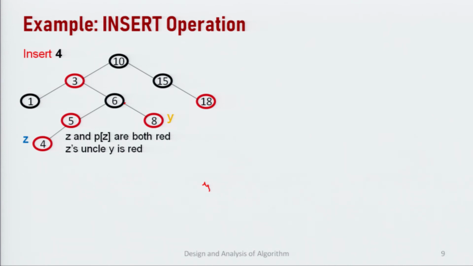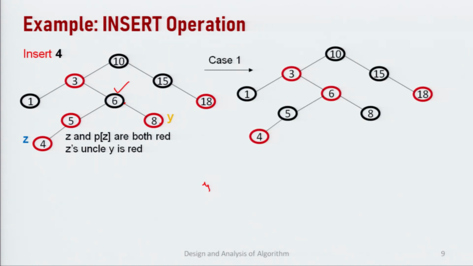In case 1, what do we do? We recolor its parent and its uncle, and also the grandparent. The black color is assigned to both of these two and red color is assigned to the grandparent. Just see here, case 1. So, 5 and 8 become black and the grandparent, 6, becomes red. Then the grandparent becomes z. Now this 6 has become z.